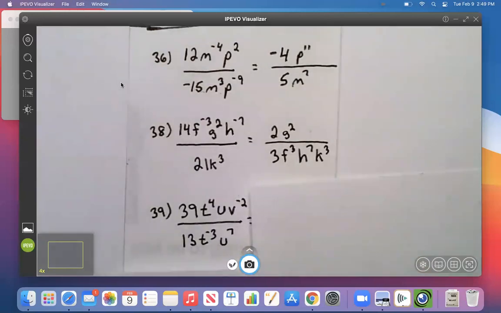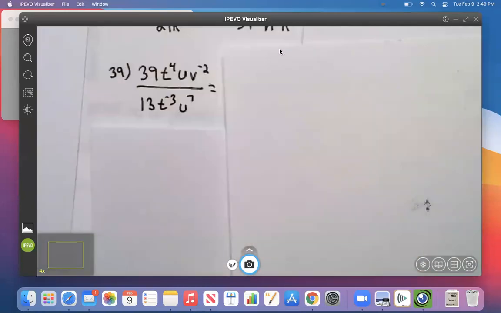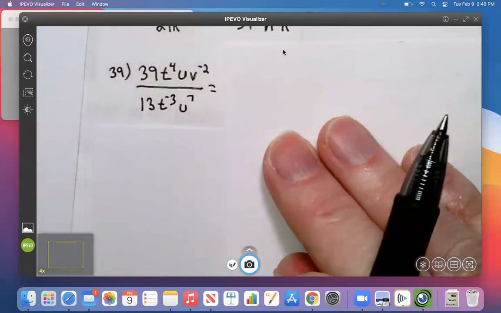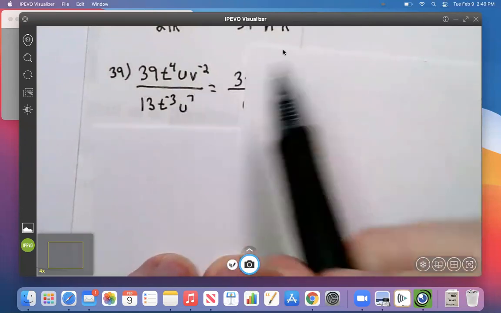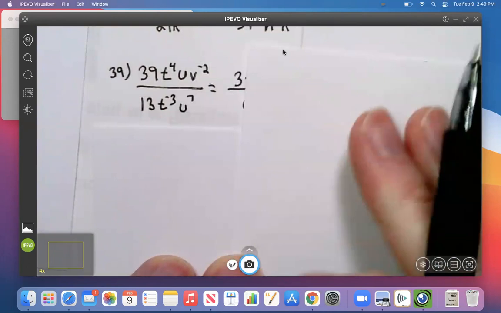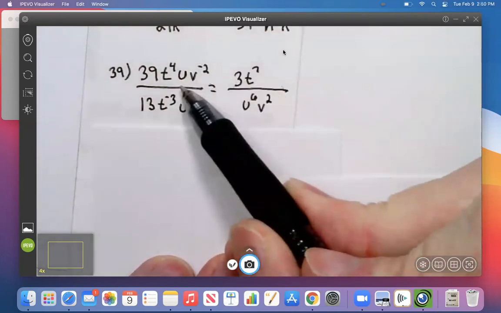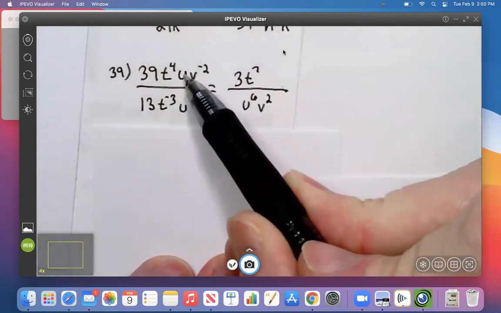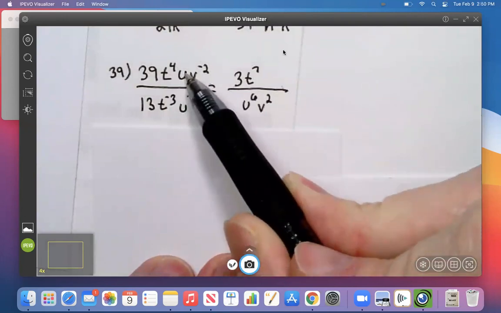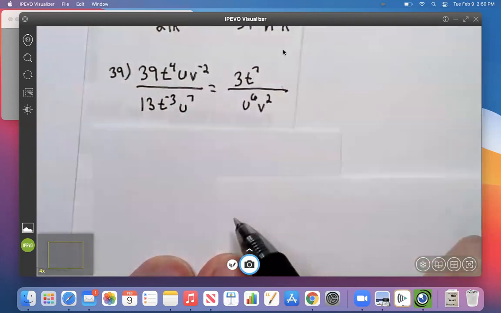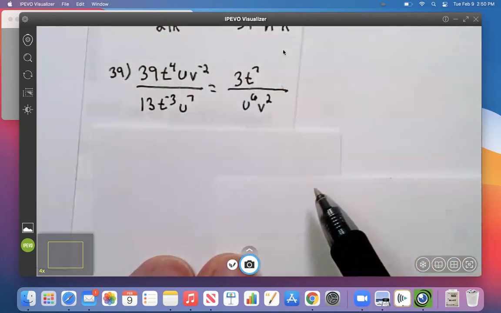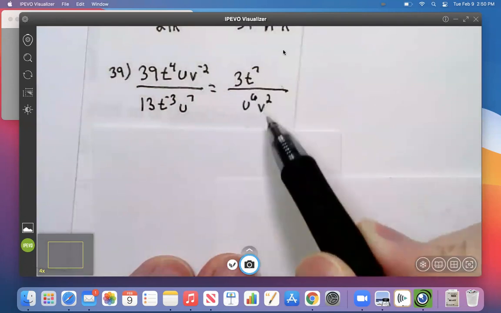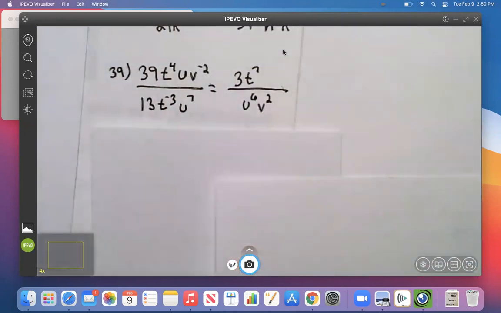Try number 39. Number 39, when I simplify the fraction, I get 3. On my t's, I take the -3, move it up top, add it to the 4 that's already there, which will give me 7. On the u's, I have 6 more on the bottom than I do on the top. And on the v, I move it down. So 3 t to the 7th up top, u to the 6th, v squared.